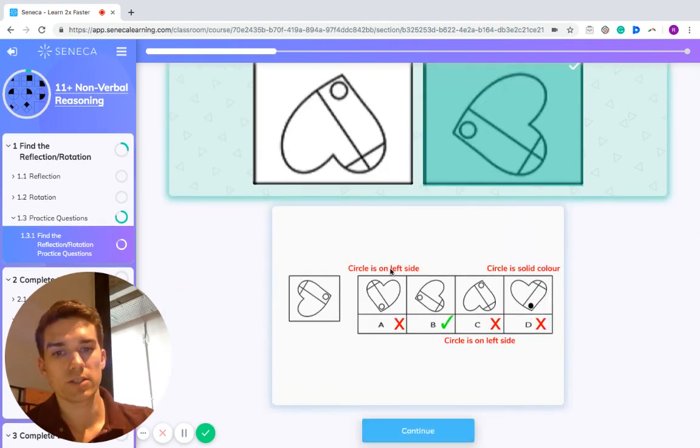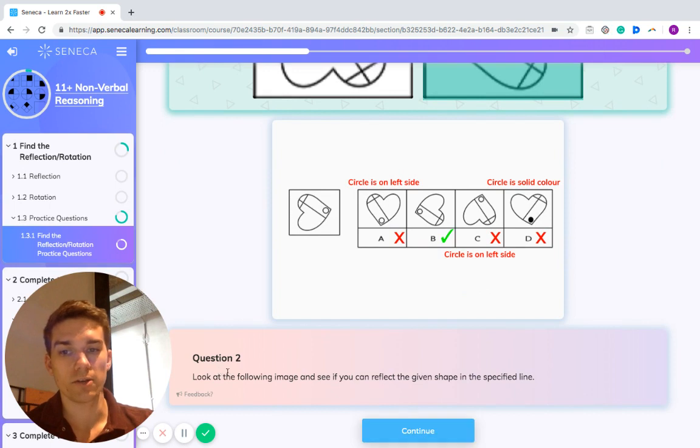Have a look at another question. Here you go, the circle's on the left here. The circle's on the left side of the line, and this one, the circle's on the right side of the line. This is what we're talking about. The circle here is on the left side of the line if you rotate it upright, and the circle is solid in colour in this one, so it can't be right. Let's look at another one now I know what's going on.